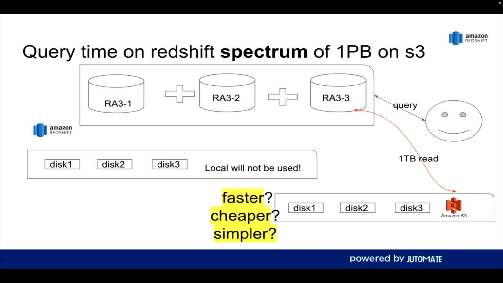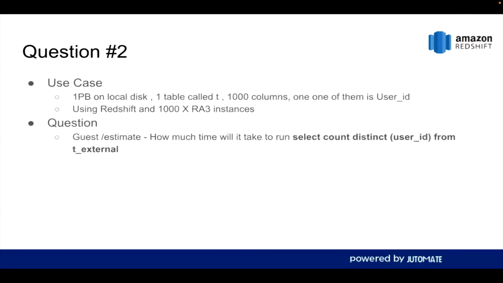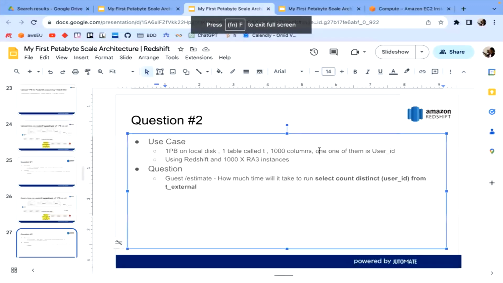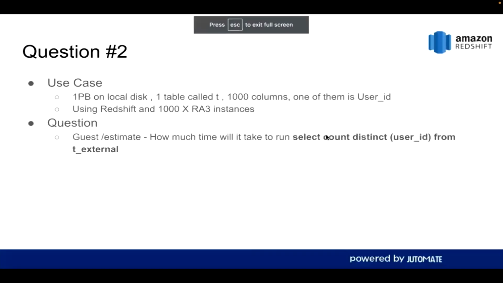It makes sense. Okay, let's move on. So, second question: if you're using 1 petabyte of local disk, not external, same table, 1,000 columns, same concept of select count distinct, only this time it's local disk.